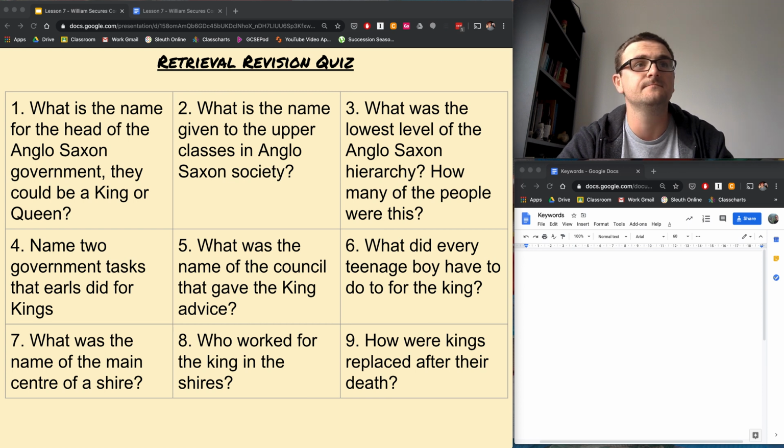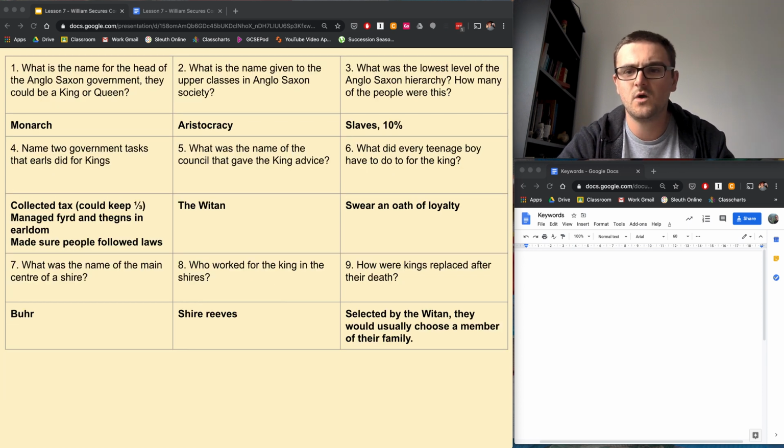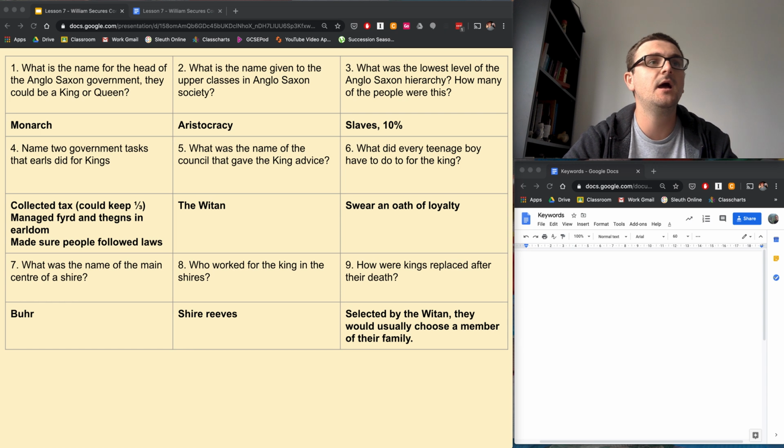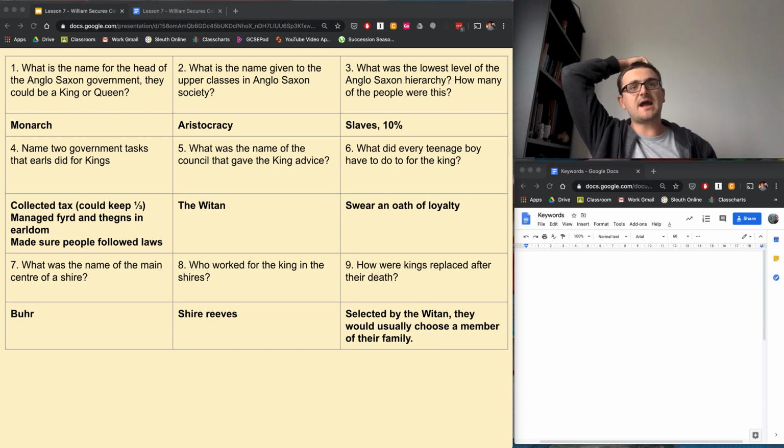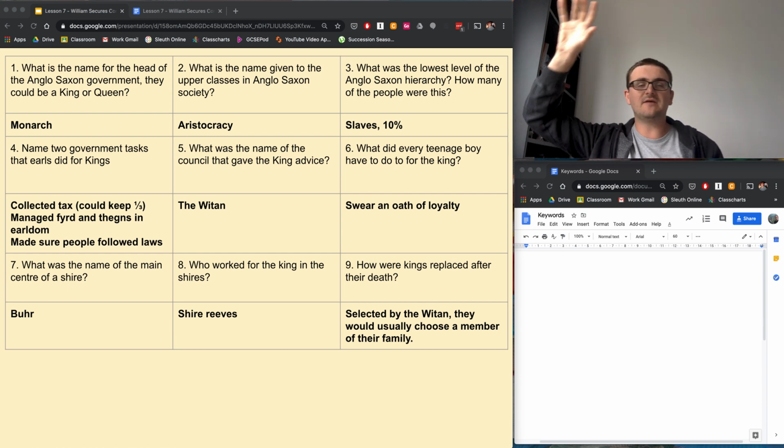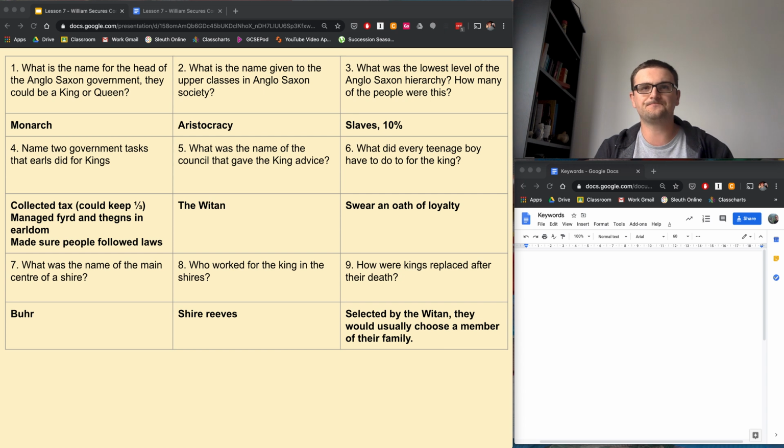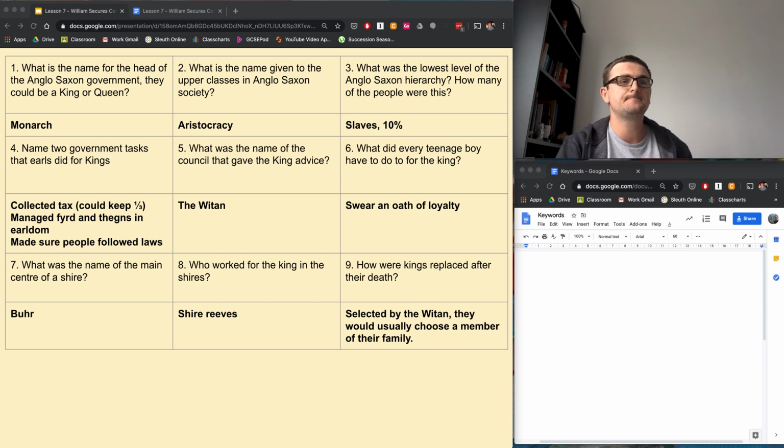So number 1, the answer was the monarch is the name for the head of an Anglo-Saxon government. 2 is aristocracy, the upper levels of Anglo-Saxon society. 3 is slaves, and 10% of Anglo-Saxon England were slaves.